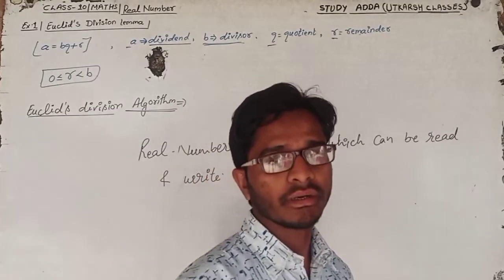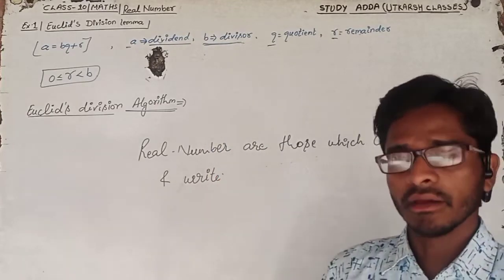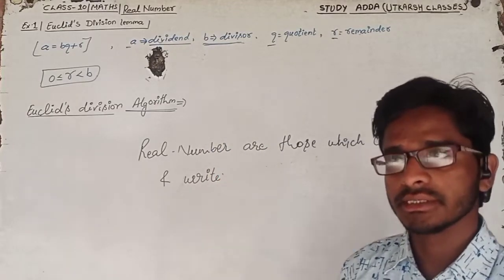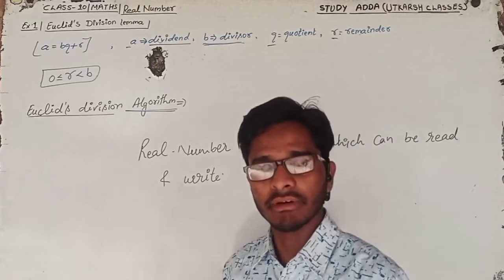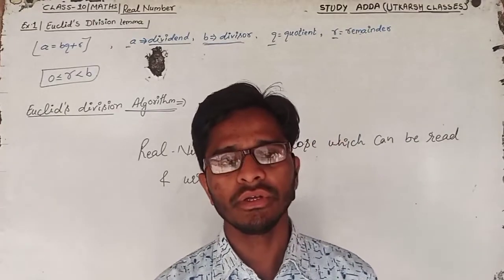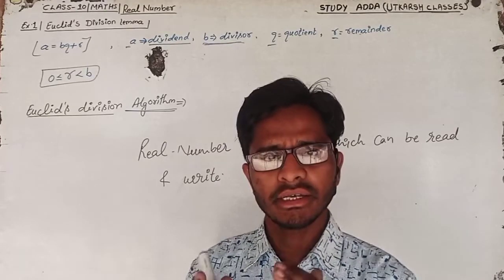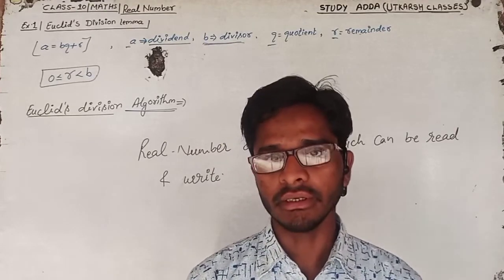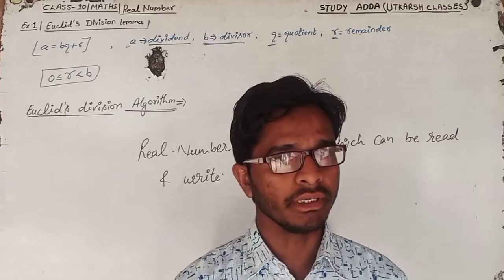What is the Euclid division algorithm? The Euclid division algorithm is a method to evaluate the HCF of any two positive integers. We can say that it is a step-by-step method to evaluate the HCF of any two positive integers.